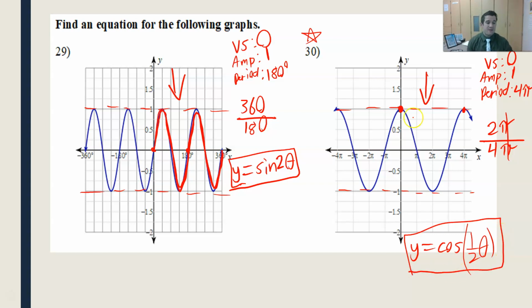And that 1/2 kind of makes sense because by the time I get to 2 pi radians, I've only gone through 1/2 of a cosine wave. 1/2 of a revolution.